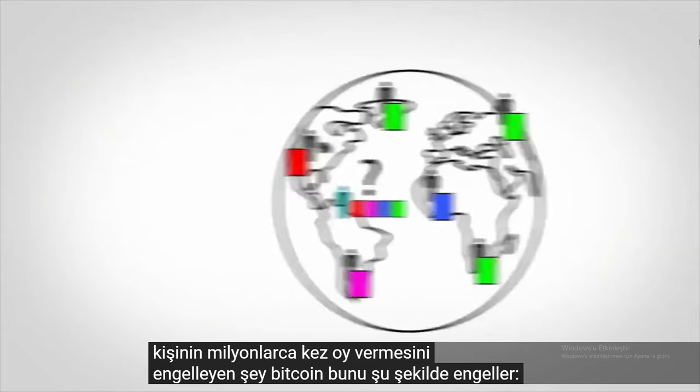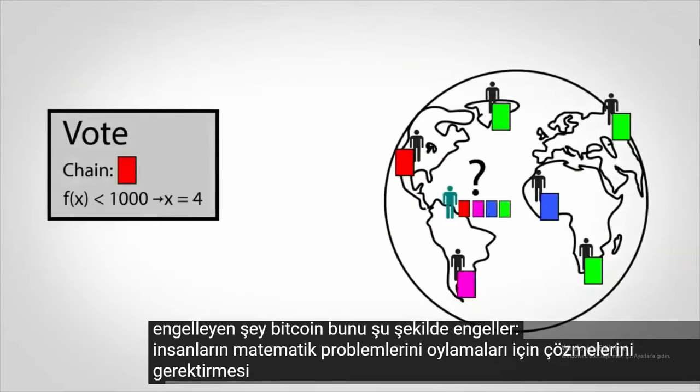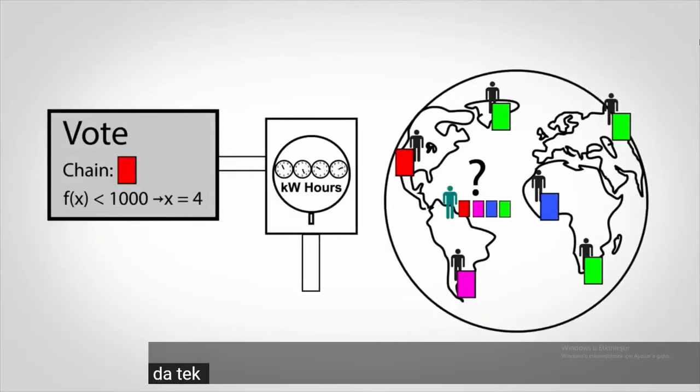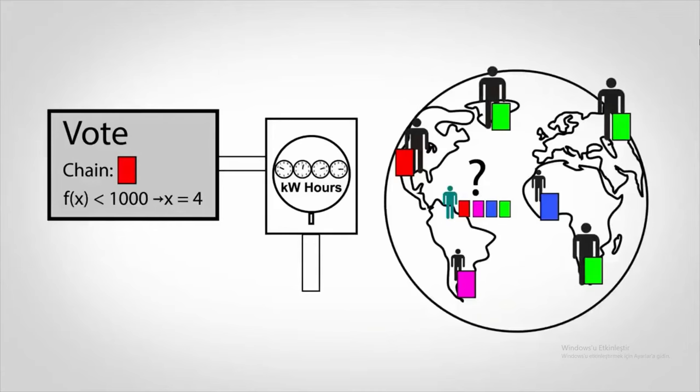Bitcoin prevents this by requiring people to solve math problems to vote. This causes each vote to have a cost in computing power, making it unlikely that a single person or group could ever afford to outvote or outcompute the majority of users.